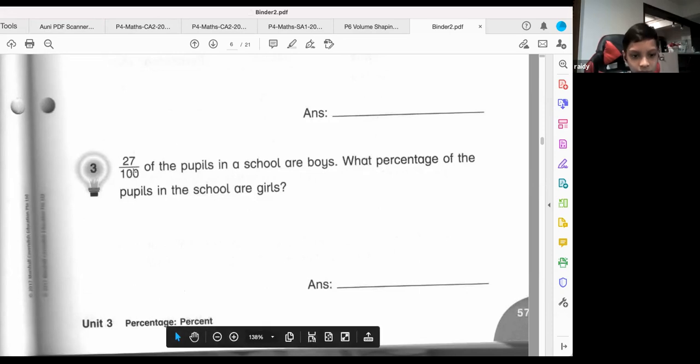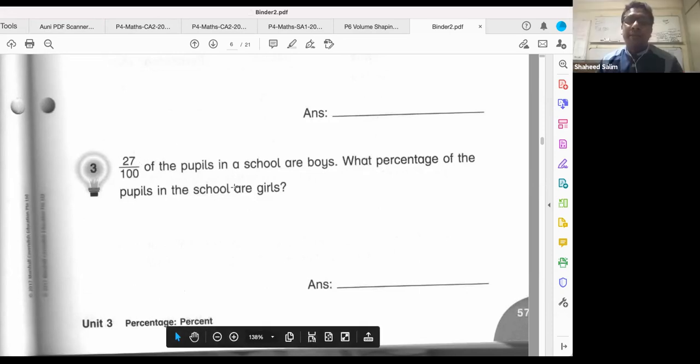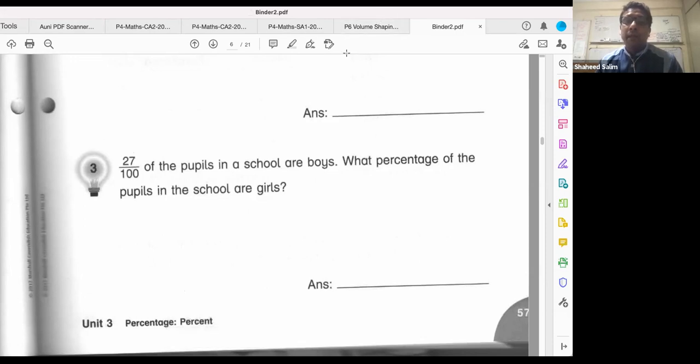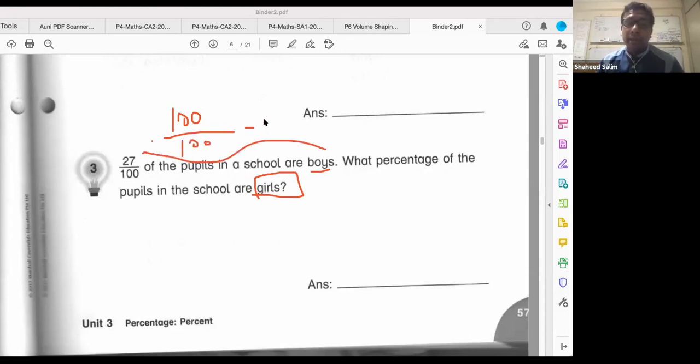Okay, what about now? 27 and 100. So take 100 minus 27. How many other percent? Come on, you take 100, and 100 is all the students in the school. Putra, you made an error because they asked you girls, not boys. These are boys. So 27 over 100. So you take 100 over 100 minus 27 over 100. You get 73 over 100. And 73 over 100 is 73%, Mr. Putra. Putra, you are giving the percentage of boys.